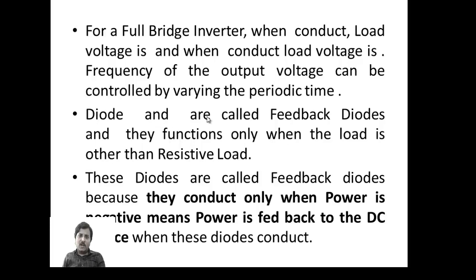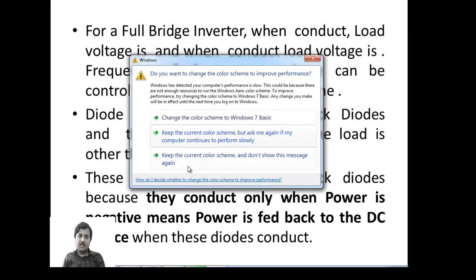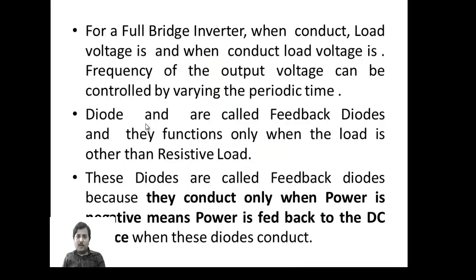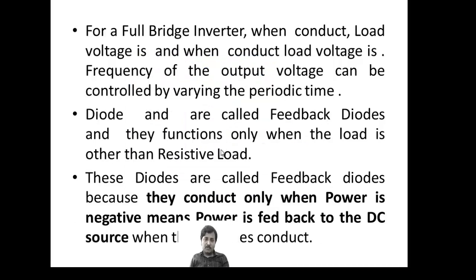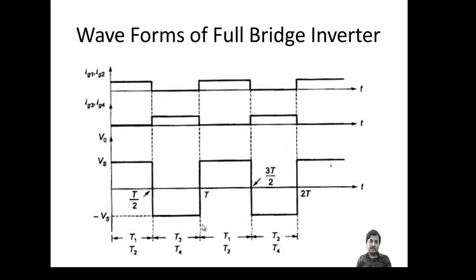The diodes that are connected are called feedback diodes. They function only when the load is other than resistive, under more inductive load conditions. So these diodes are feedback diodes. They conduct only when the power is negative and the source is positive, like this.